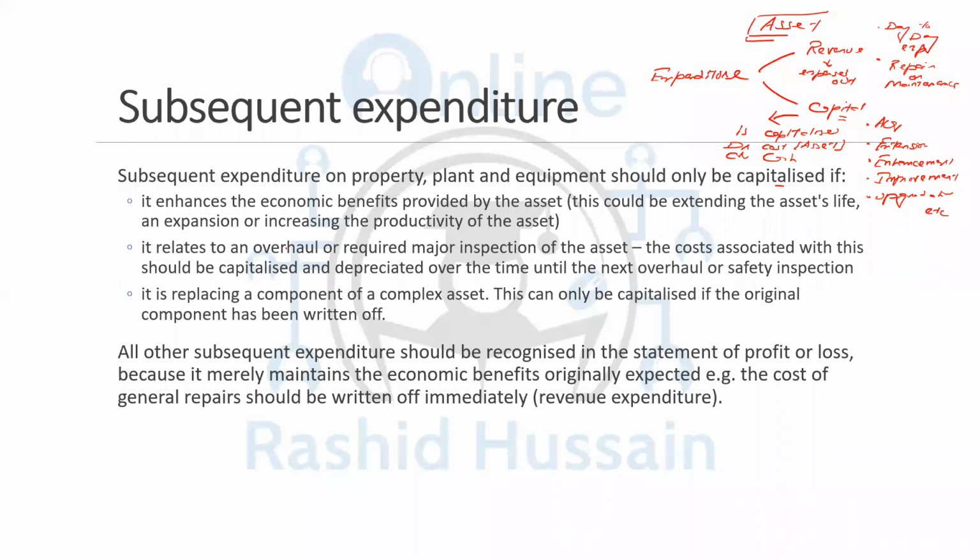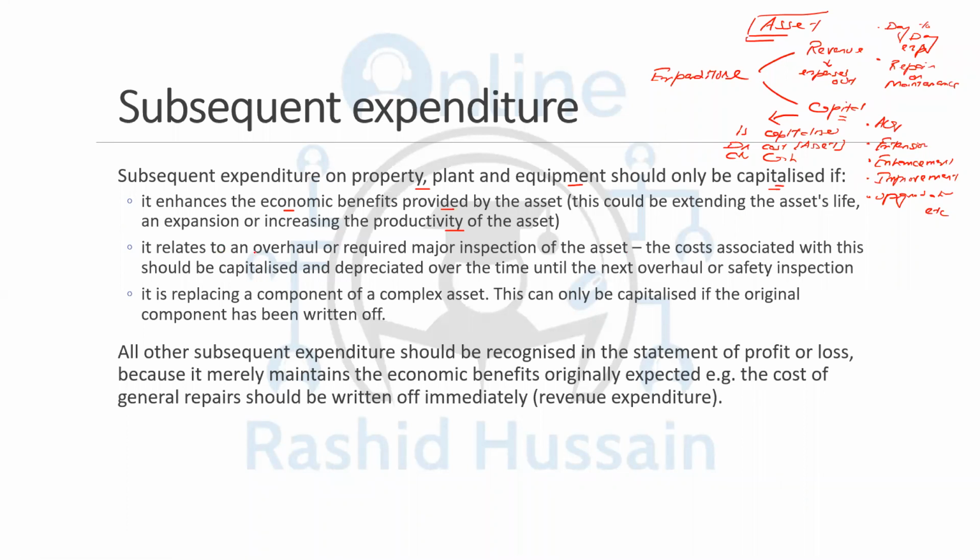So the first point is a subsequent expenditure on the property, plant, and equipment should be capitalized. And when we say capitalized, that means we're going to make that thing part of the cost of the asset. If it enhances the economic benefits provided by the asset, this could be extending the useful life of the asset and expansion or increasing the productivity of the asset. That means anything which is related to acquisition, extension, enhancement, improvement, upgradation, etc., which is known as the capital expenditure. So if you're doing the capital expenditure, that means it is going to be capitalized.